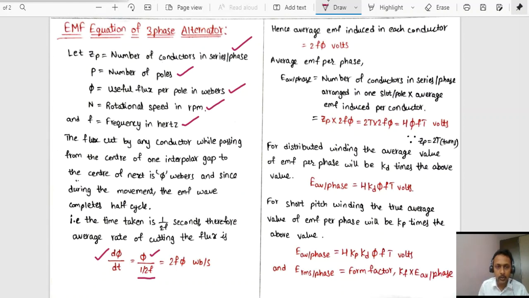And since during the movement the EMF wave completes only half of the cycle, the time taken will be given by 1 by 2f seconds. So based on that, the average rate of cutting the flux is given by d phi by dt, which is nothing but 2f phi. The units are Webers per second.